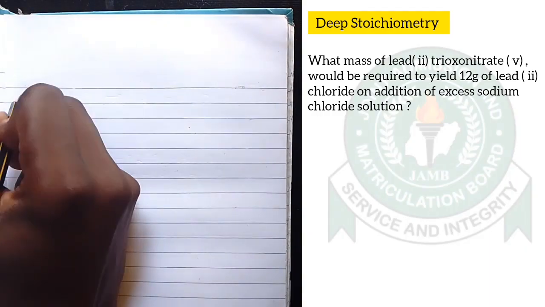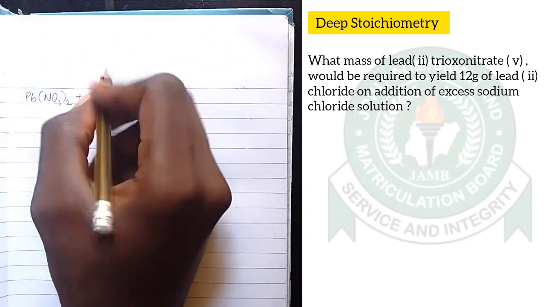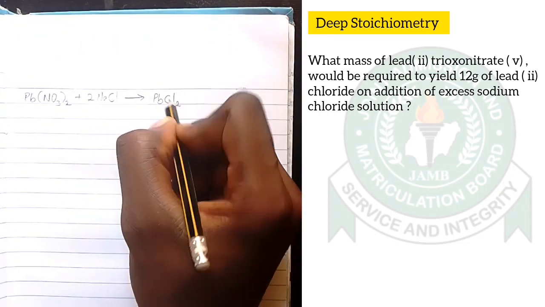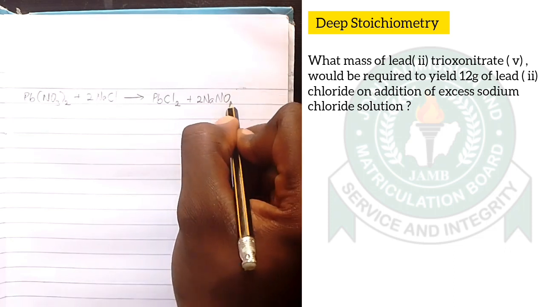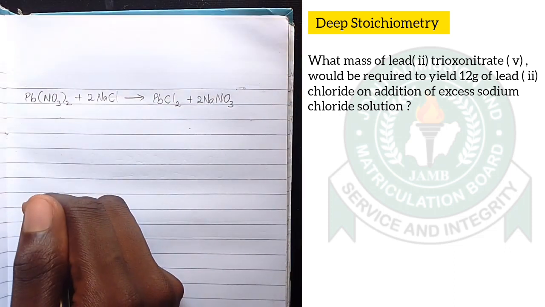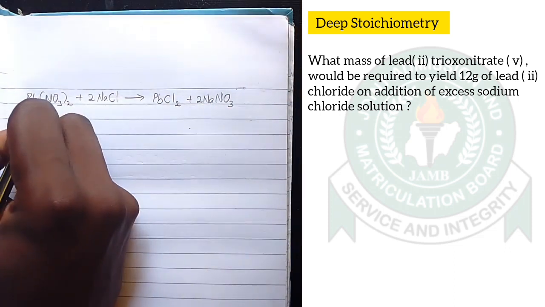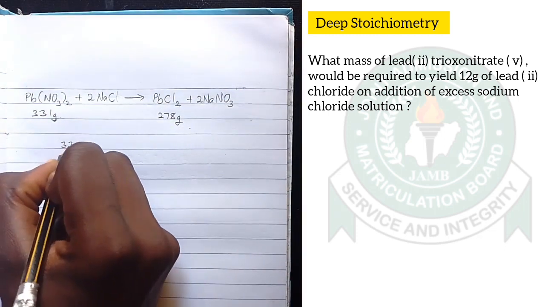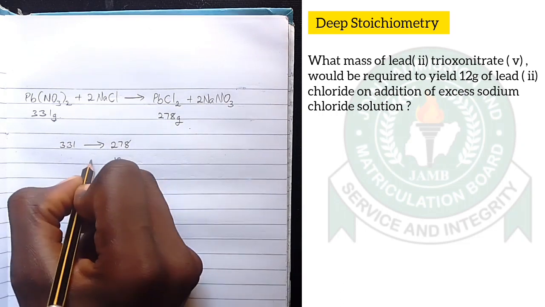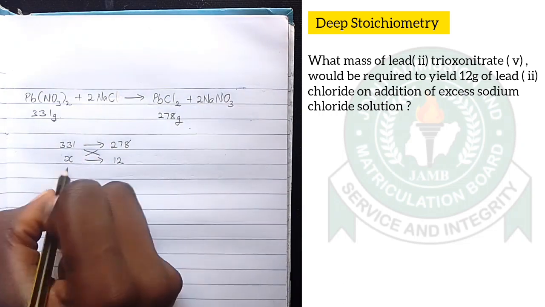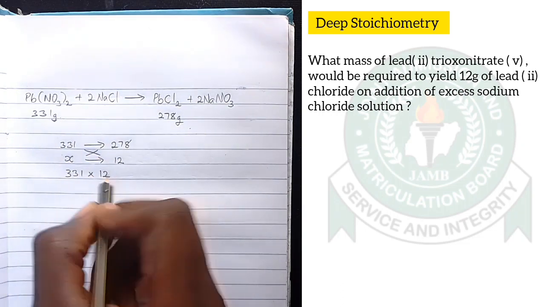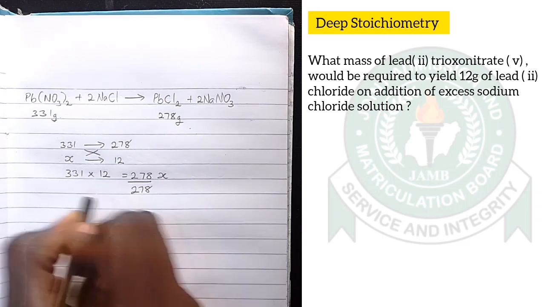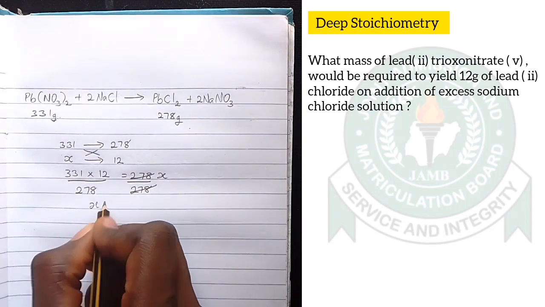What mass of lead(II) trioxonitrate(V) will be required to yield 12 grams of lead(II) chloride on addition of excess sodium chloride solution? So this is the equation of the reaction. So the relative molecular mass of lead(II) trioxonitrate(V) is 331, and that of lead chloride is 278. So if 331 gave 278 from the equation, then what will give us 12 grams? So simple mathematics, cross multiplication method, we have this as the answer.